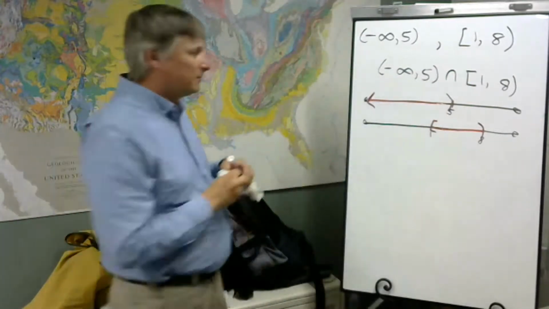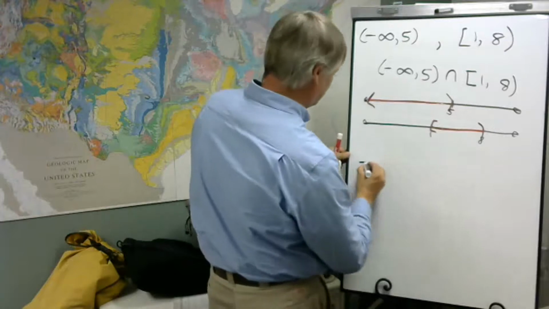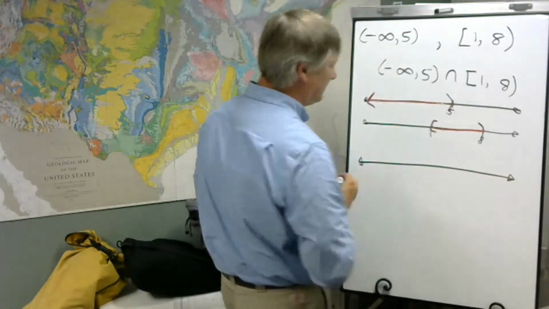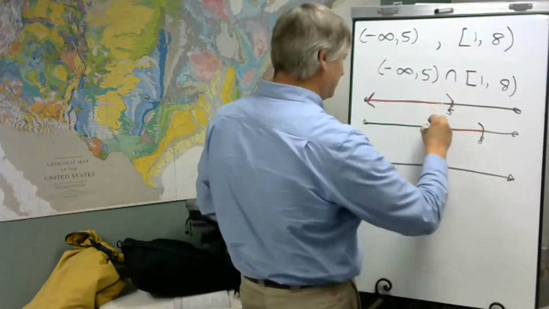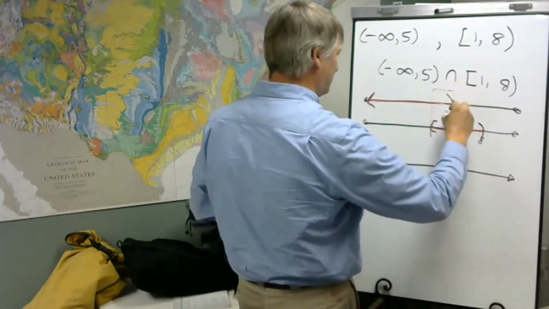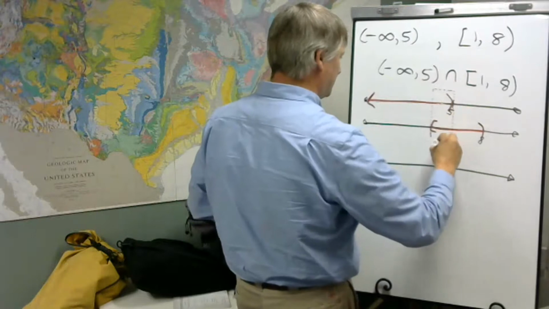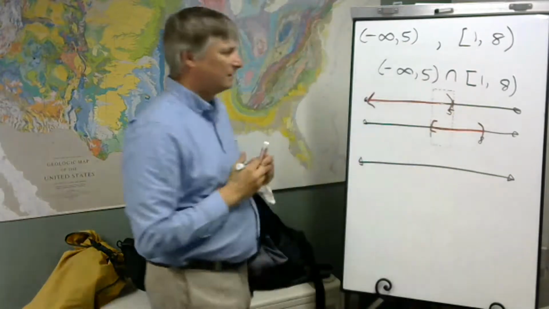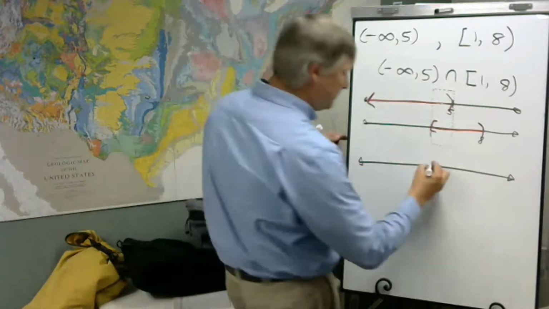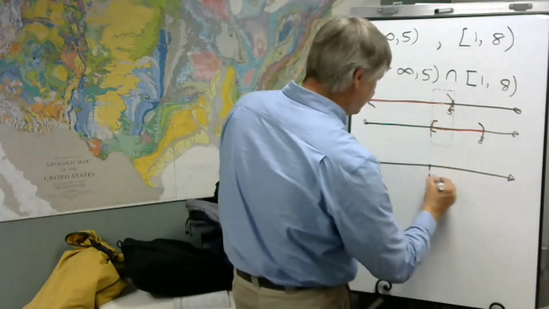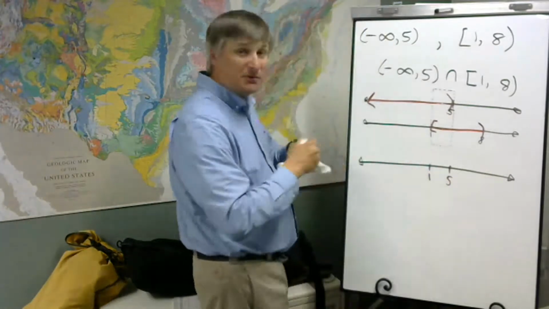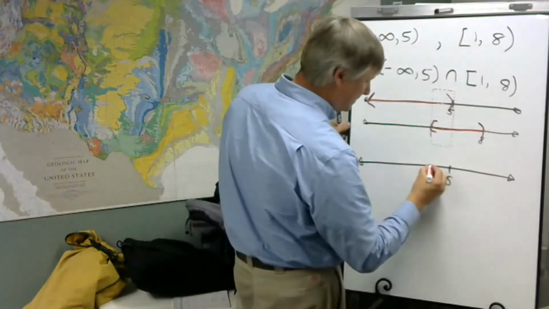So looking at where these overlap, it looks like in this area. So this is where they're overlapping. And it looks like we're overlapping between 1 and 5. So this is our region of overlap.